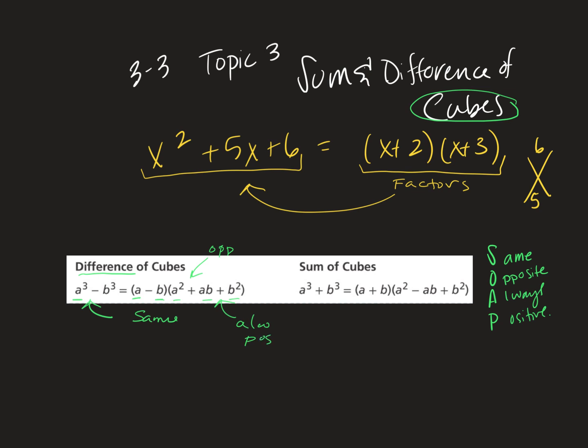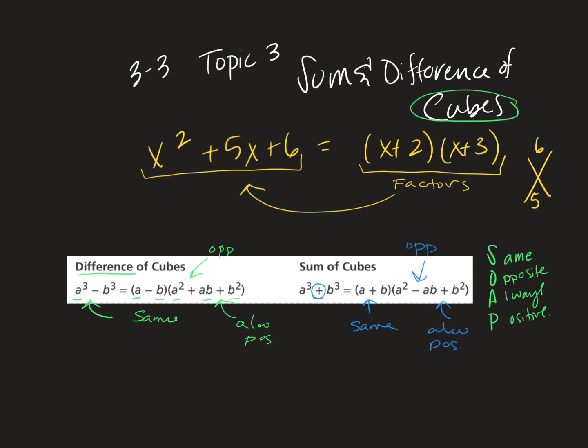So that's my premise, is that they both look the same. a squared, ab, b squared. But the signs change based on whether it's a sum or a difference. So on my sum, I start with a positive. So we have the same sign, plus. Then we have the opposite sign, minus. And then again, always positive.